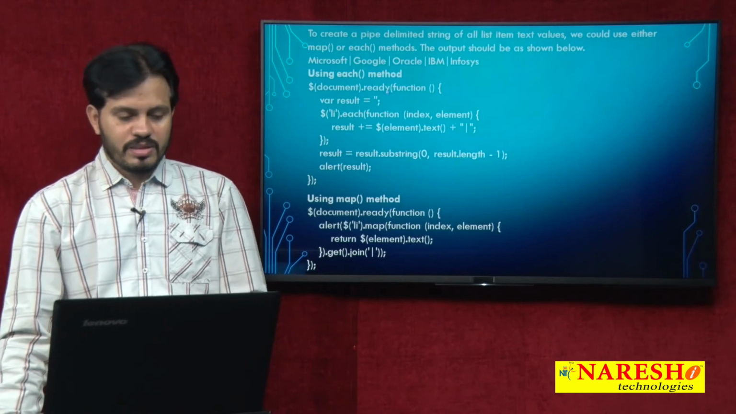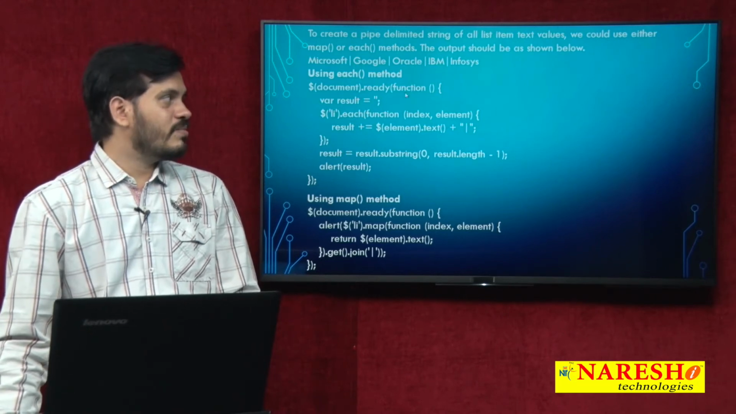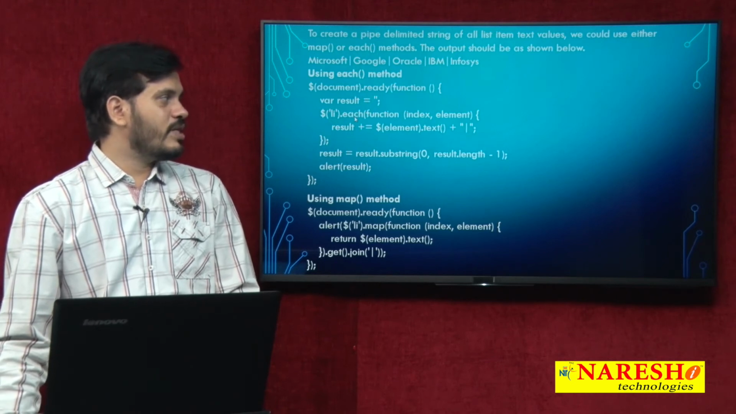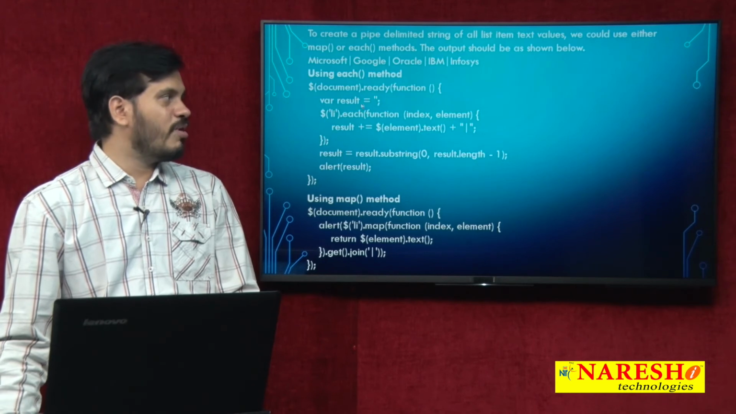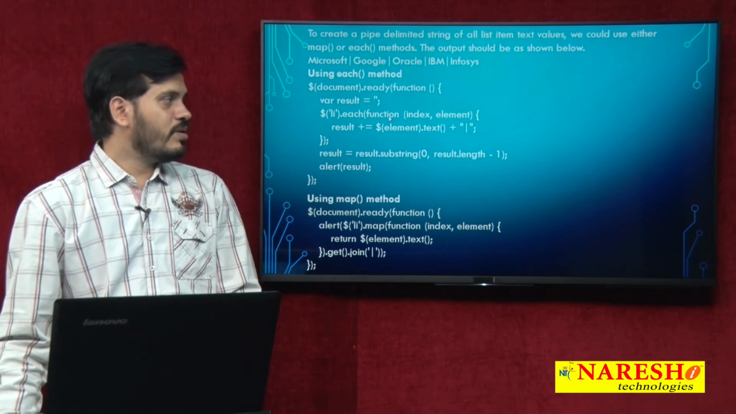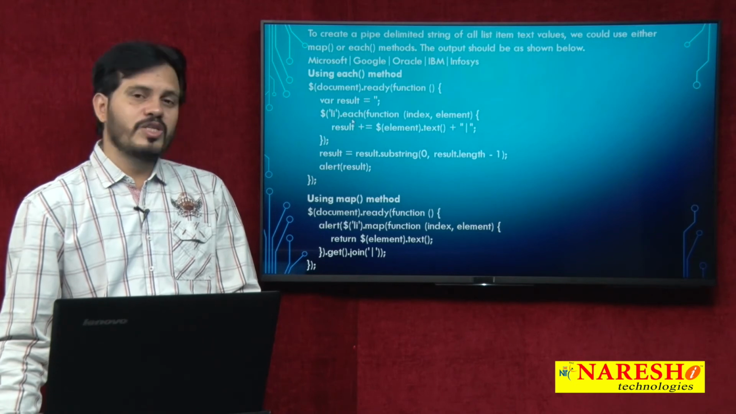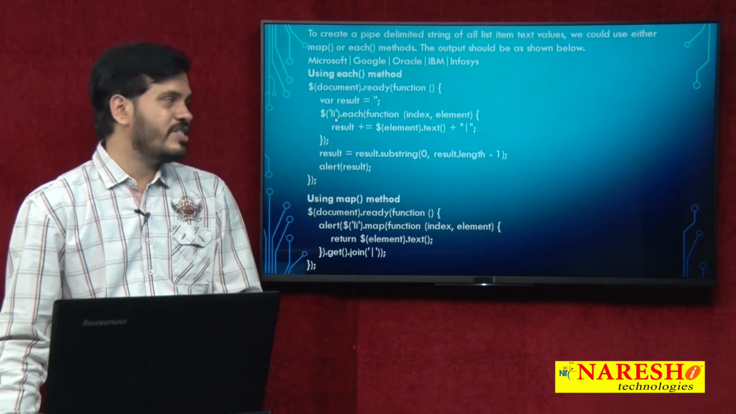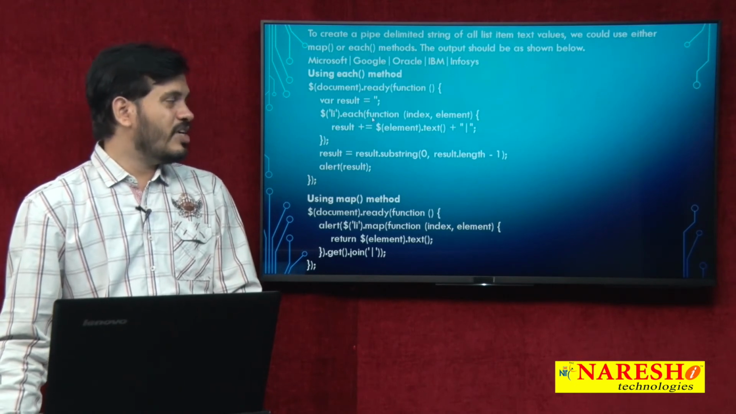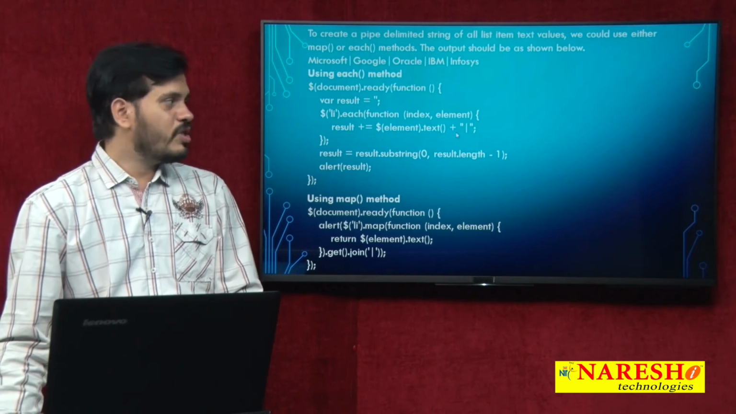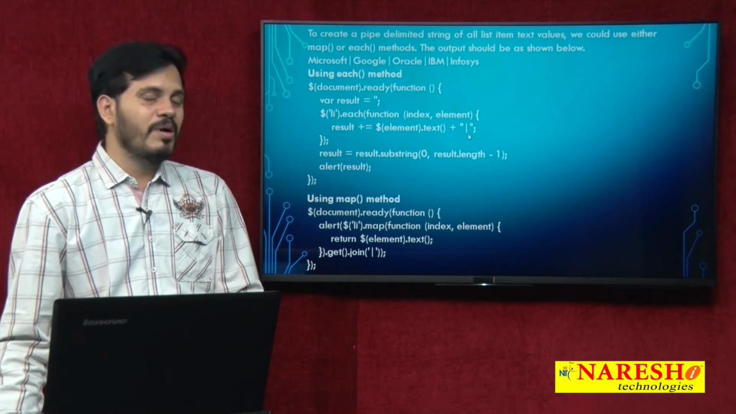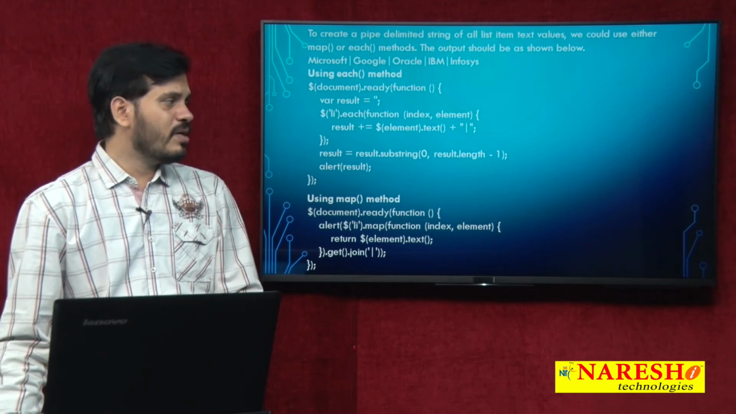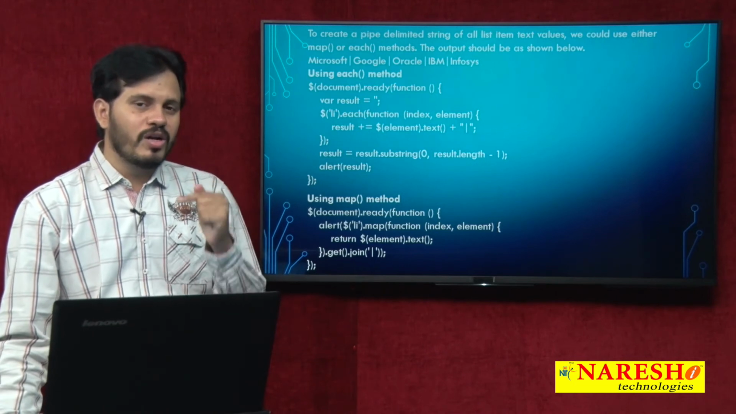We will see that. As soon as the document gets ready, I take one variable, var result equals empty, then $li.each. It is not an array variable, it is a normal variable. The each method takes function(index, element). This each method iterates as many times as there are list items in the current set of matched elements, and in each iteration I concatenate each element's text into the result variable with the delimiter separator, the pipe symbol, one by one.